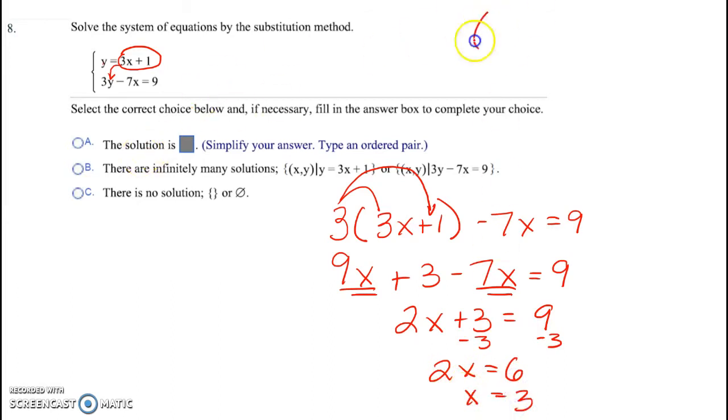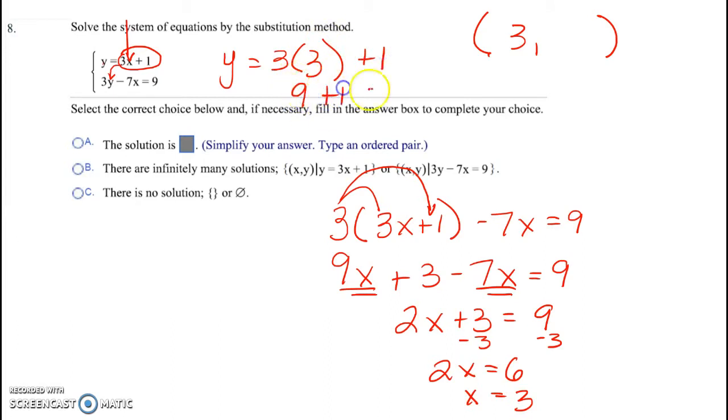Okay, so I know that x equals 3. Now to get my y value, I'm going to plug x back into that equation right there, since it's already solved for y. Y equals 3 times my x value of 3 plus 1. I get 9 plus 1, which equals 10. There's the solution to the system, or the point where they intersect.